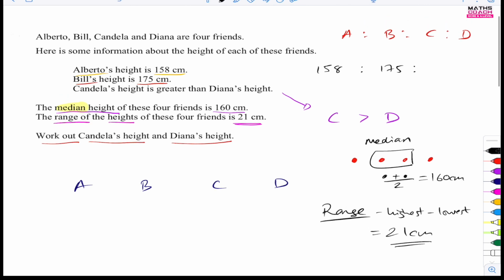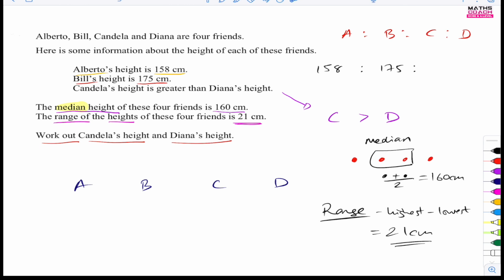So we've had a quick reading. We've written down some key bits of information that we got from the question, all of this. So we are building up our question, trying to understand what it is that we need to do in order to find out Candela's height and Diana's height.